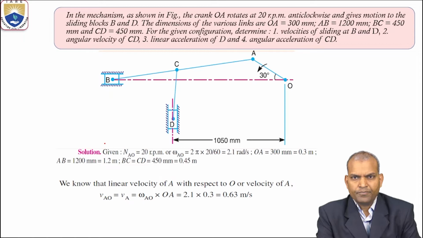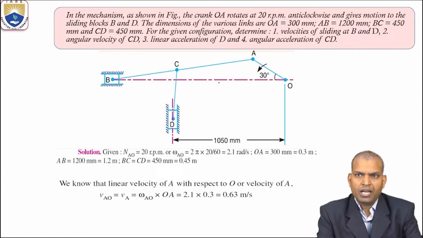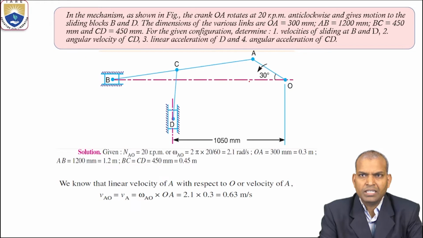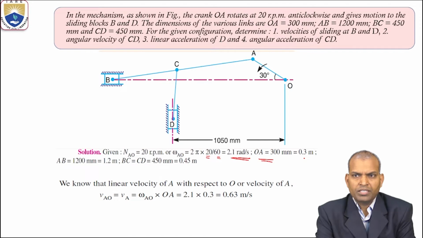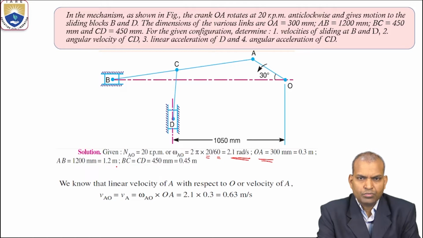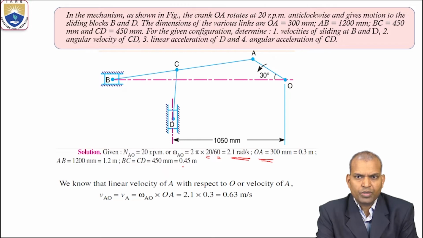So the solution begins. Given that the crank OA rotates at 20 revolutions per minute, omega AO equals 2 pi N by 60, that is 2 pi times 20 by 60, that is 2.1 radians per second. We know the angular velocity of OA. Then OA equals 300 millimeters, that is 0.3 meters, AB equals 1200 millimeters, that is 1.2 meters, and BC equals CD equals 450 millimeters, that is 0.45 meters.